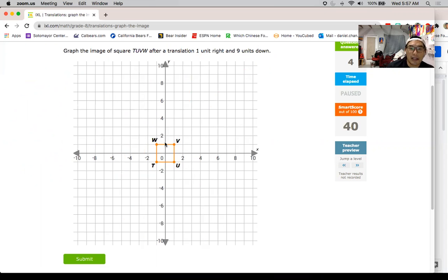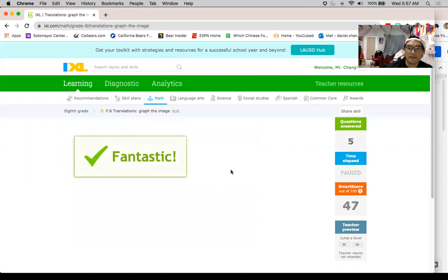So 1 unit to the right and 9 units down. That was at 0, -8. I'm at 2, -8. There is my shape, and go.